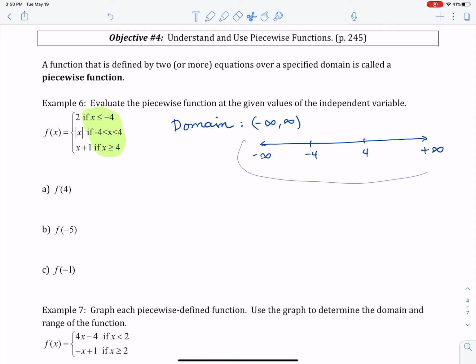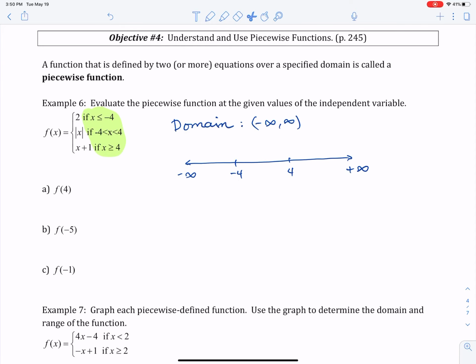And let's see what's happening. For all the values before -4 included, for -4 included, the function values are going to be 2. Between -4 and 4, not included, the y values are going to be the absolute value of x. And past 4 included, the y values are going to be x plus 1.